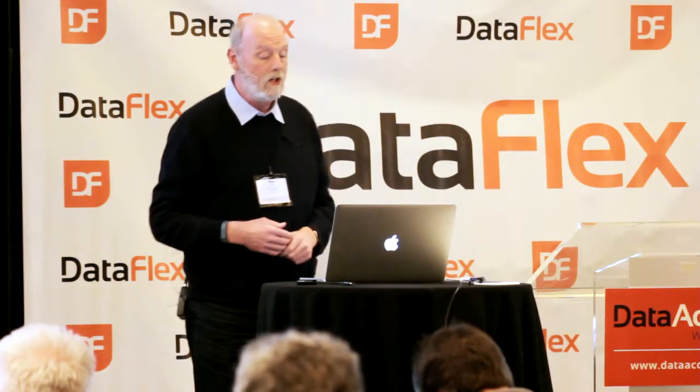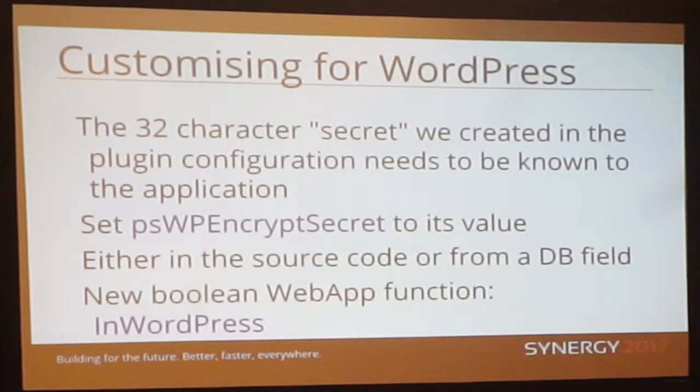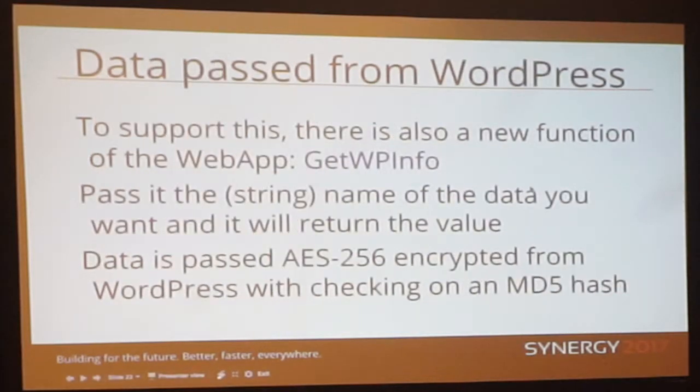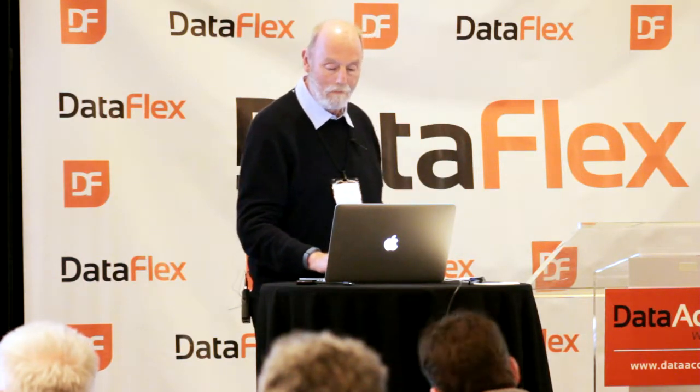There's also a new Boolean function of the web app in WordPress, so you can check to see if the application's running under WordPress and maybe take different action in certain circumstances if it is. To support this, there's also a new function of the web app, getWpInfo. You pass it the string name of the data you want to get, and it will return the value. That data is passed into the web app with AES 256 encryption and also an MD5 hash, which we check that it hasn't been fiddled with in some way. Even with encryption, you can bit twiddle to hope to hit something lucky.